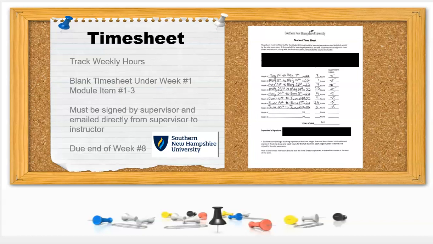A second business item is your timesheet. The timesheet is something that you're going to want to use to track your weekly hours. You'll find a blank timesheet under our week number 1 module. It's going to be item 1-3. And at the end of the session, your supervisor has to sign off on your timesheet and email it directly back to myself, the instructor. And this is due the end of week number 8.